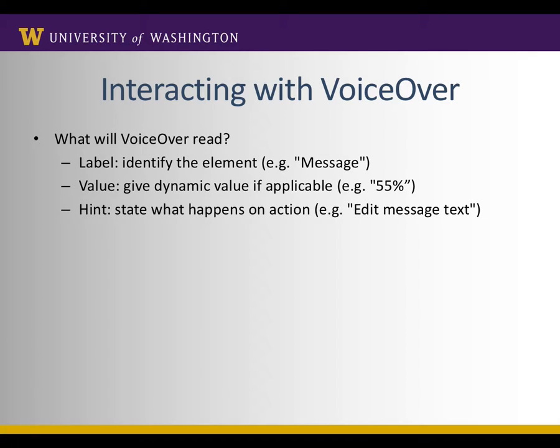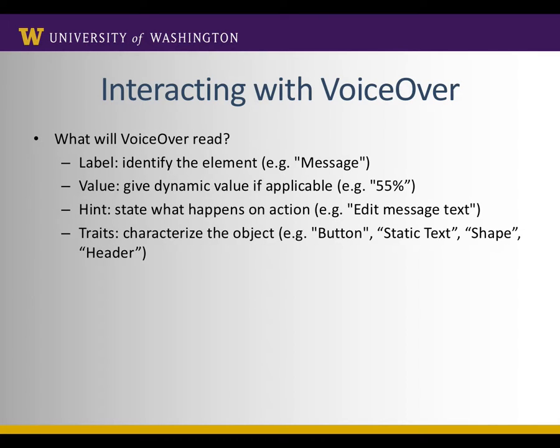Oh yeah, so I wanted to call out the specifics here. What will VoiceOver read? We have an accessibility label, so that's going to be what identifies the element, like message. Value, and we saw that with the slider, it'll read back the current value of what's selected, and 55%. A hint is another accessibility property that you can add that will just give more information to the user. Like if they've got a text field selected, you can add a hint to that says, edit your message here, or enter your password here, something like that.